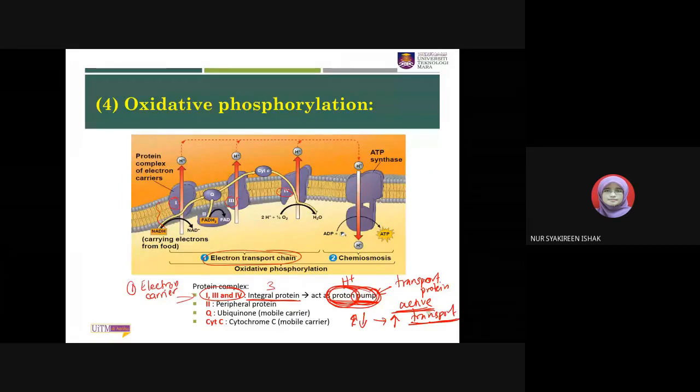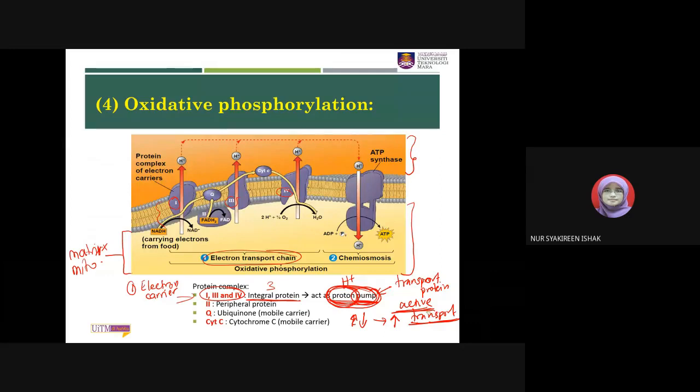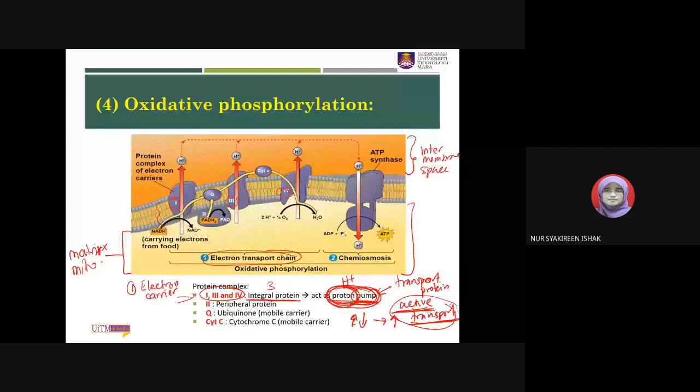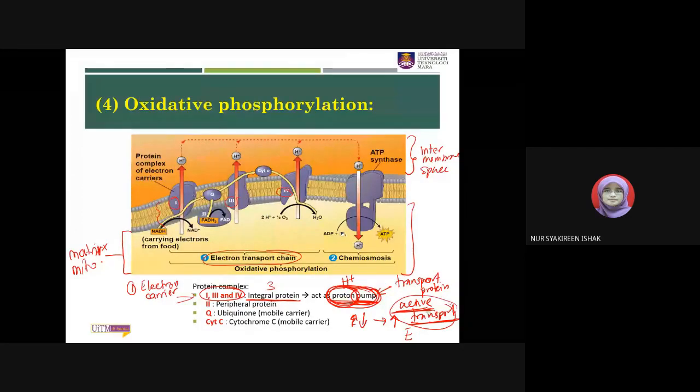So if you look at this diagram, the yellow region here is the matrix. Okay, matrix of mitochondria. The orange region here is the intermembrane space. Okay, it is the intermembrane space. So, mana nak datang? Kalau kita belajar kan, active transport ni, dia memerlukan energi. Mana datang energi ni? Energi ni datangnya daripada the movement of electrons from one carrier to another carrier to another carrier, and the electrons is provided by the NADH molecule or FADH molecule.